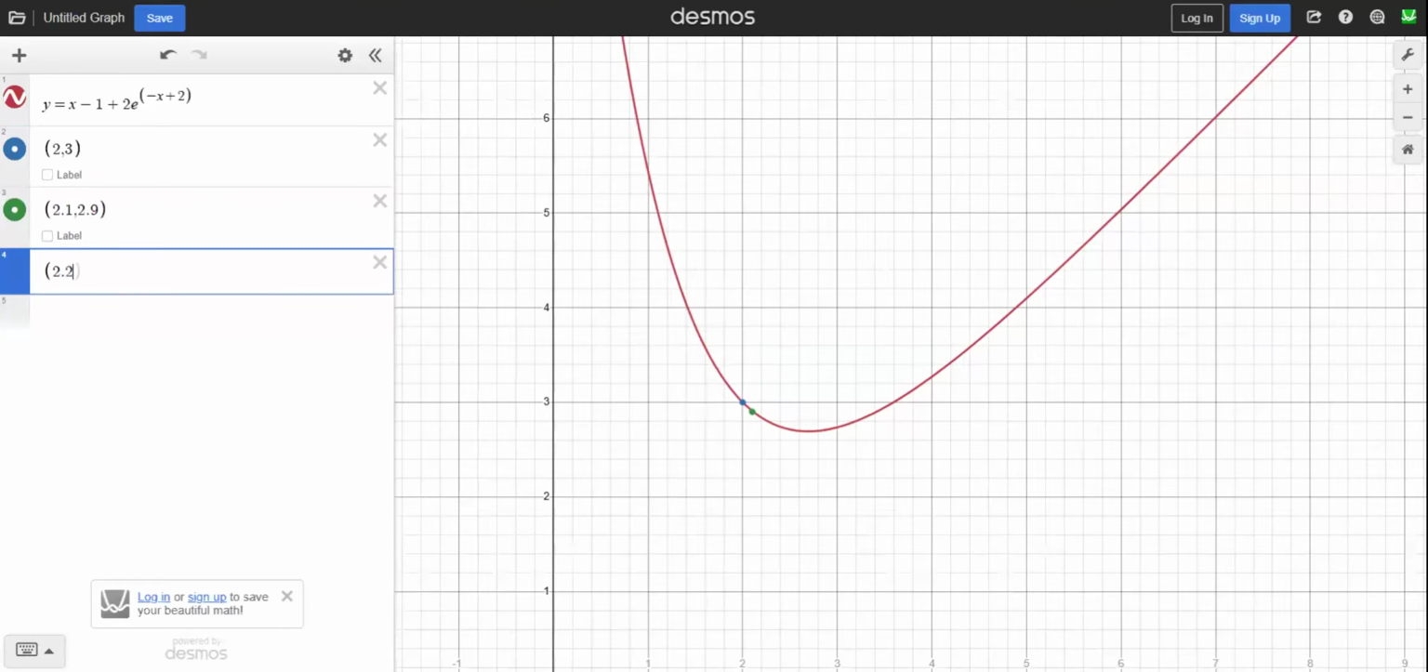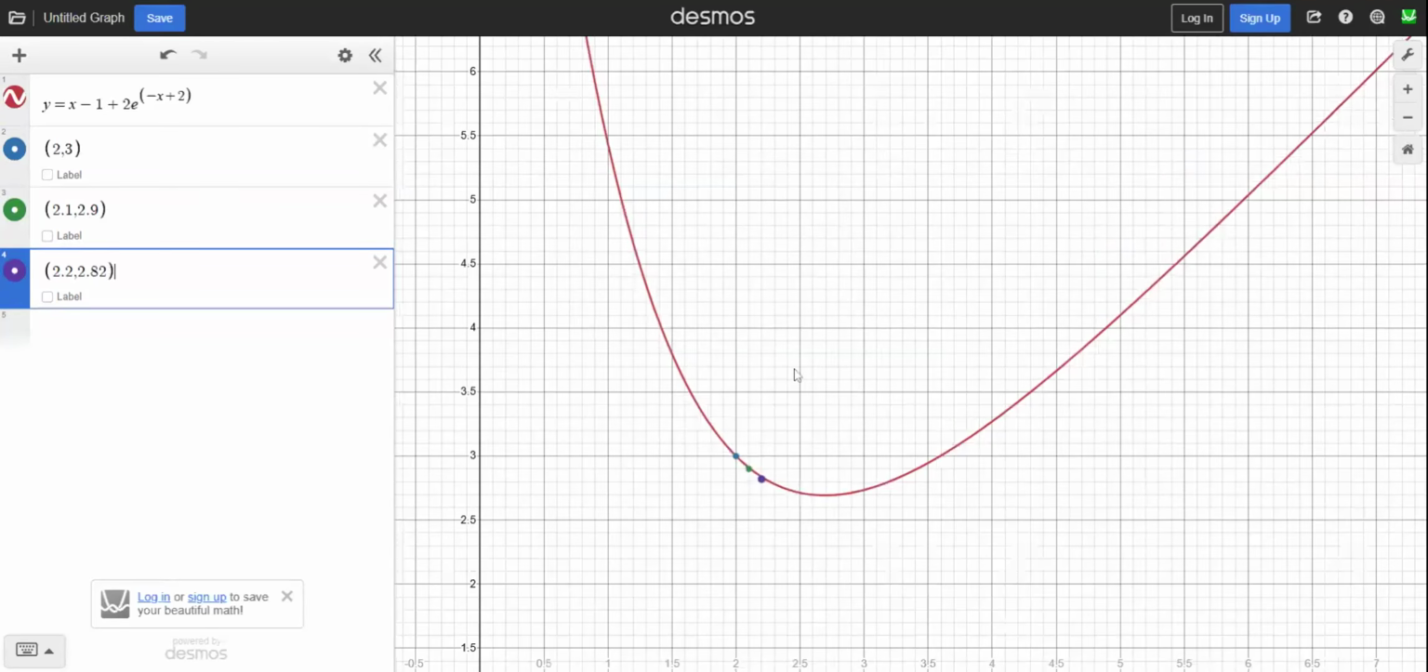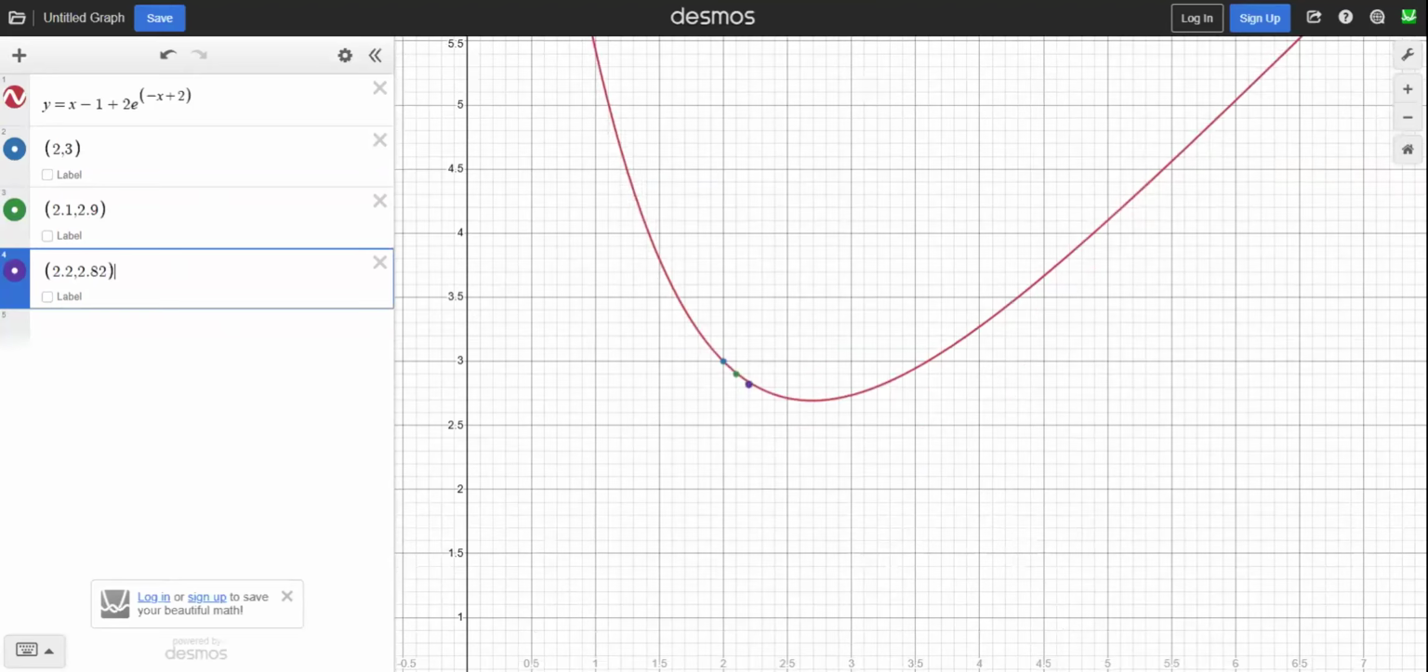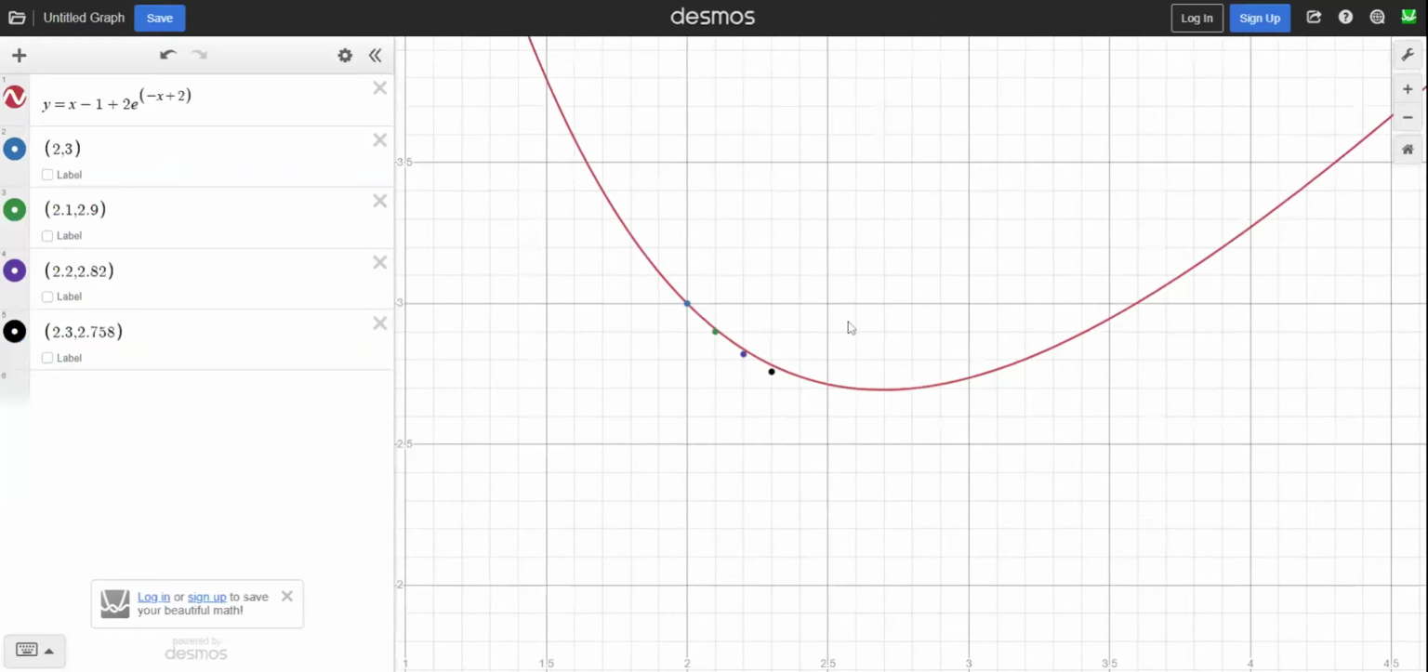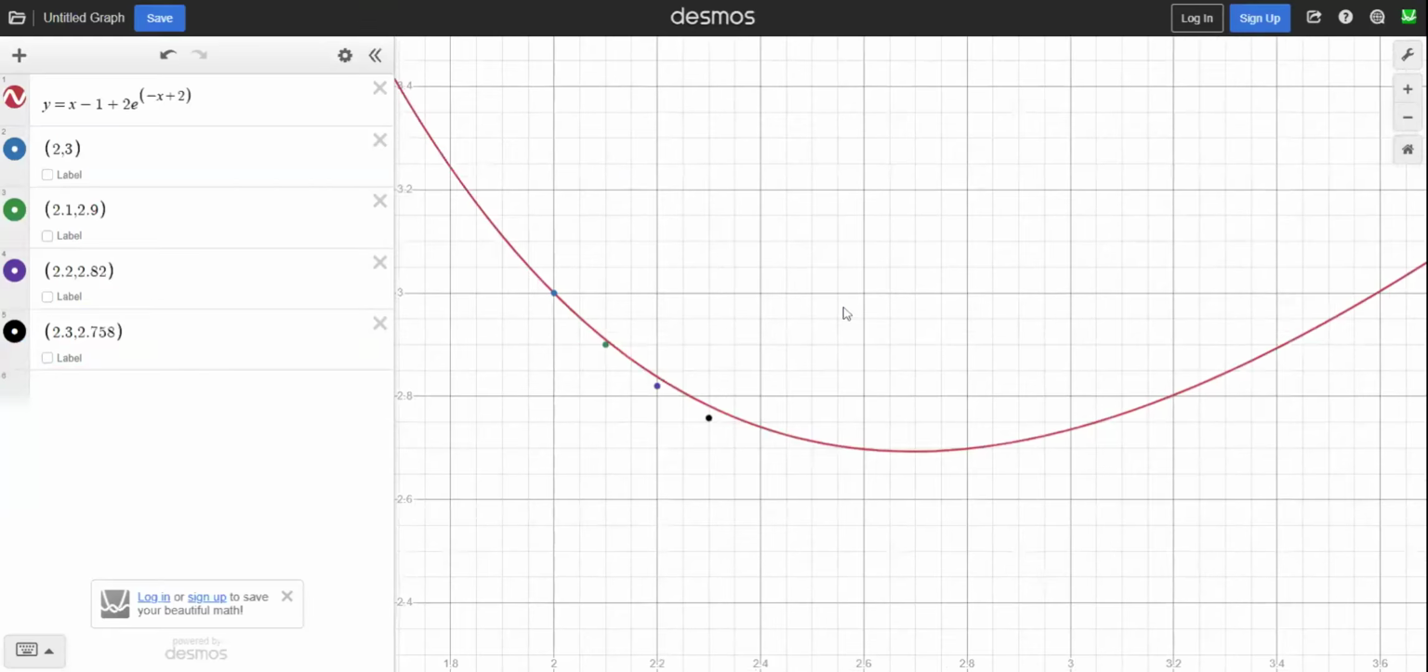And then 2.2, 2.82. That's the purple one there. You can kind of see it's starting to go off a little bit. And the next one we got was 2.3 and 2.758. That's that one there. If I zoom in a little bit, you can see the further you go, the worse it's going to get. This is already starting to lose some here.